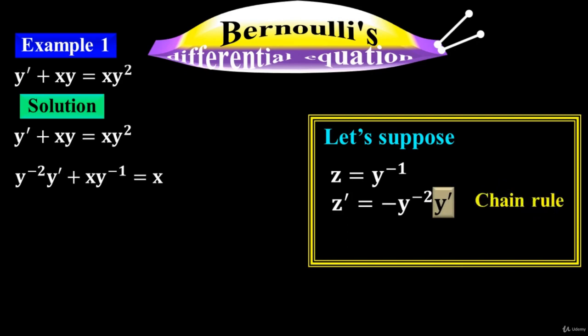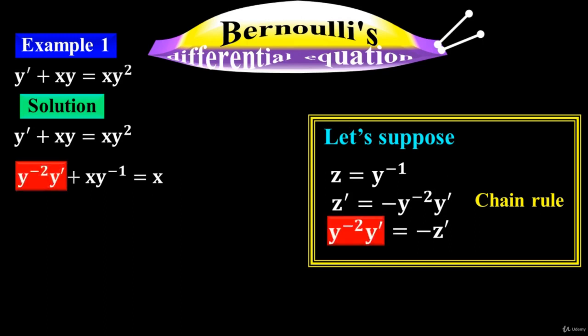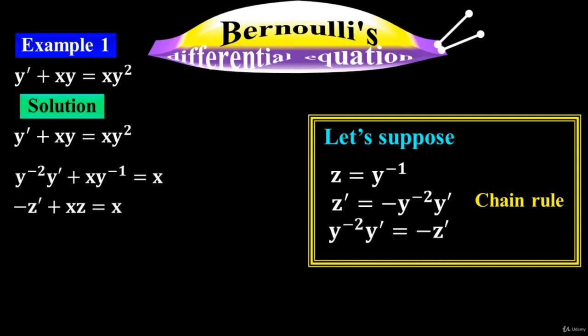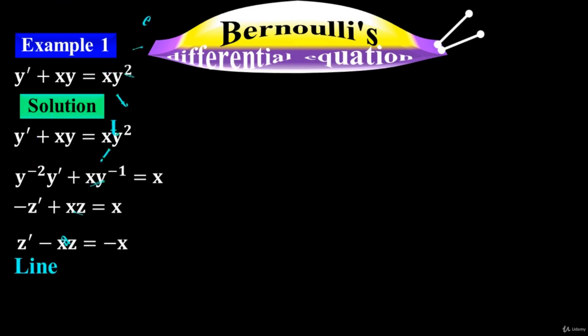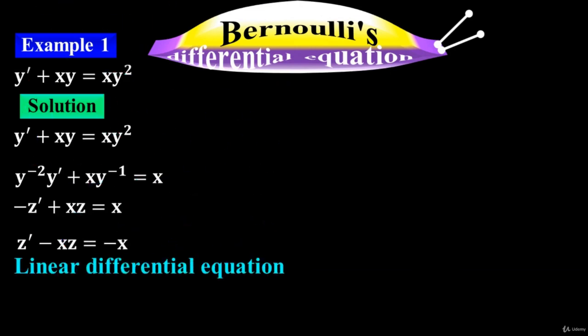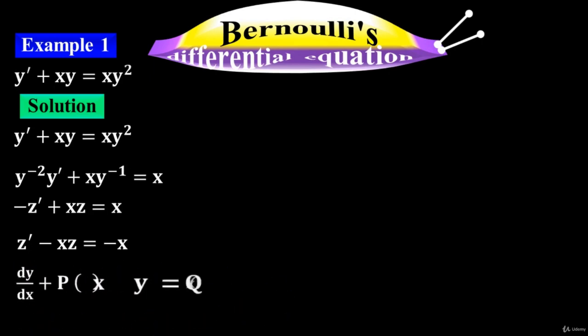This y prime is because of the chain rule. Separate the variables to have y to the minus 2 times y prime equals minus z prime. Now replace y to the minus 2 times y prime by minus z prime, and obviously y to the minus 1 by z. Multiply both sides by negative, and now it is a perfect linear standard form. It is a new equation that we got after substitution from a standard form of linear differential equation. Here is the derivative term, p of x is minus x and q of x is also minus x.